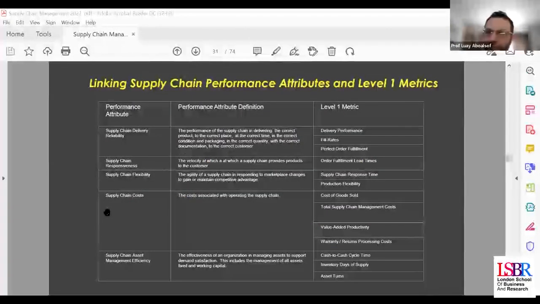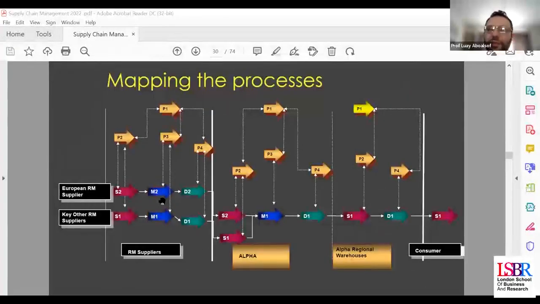Linking the supply chain performance attitude. Now, we will leave this. Let's start managing. First thing first, I want to share a couple.